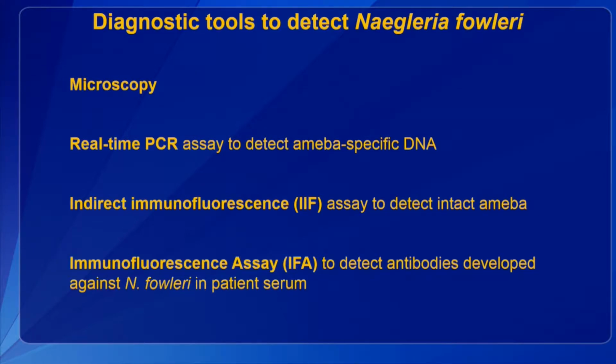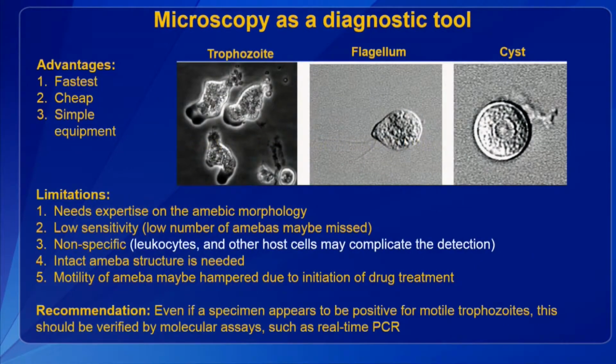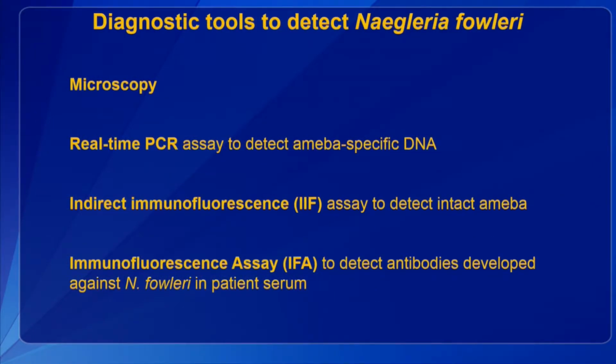So these are the tools that are currently available for diagnosis of Naegleria fowleri. These include microscopy, real-time PCR, indirect immunofluorescence assay to detect either intact amoeba or antibodies.